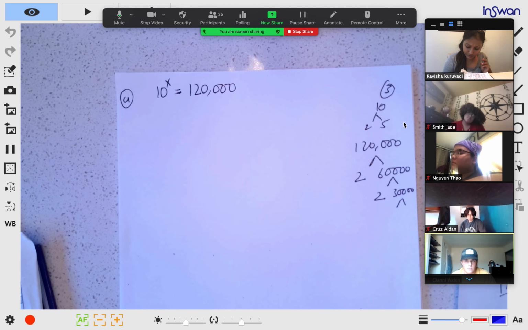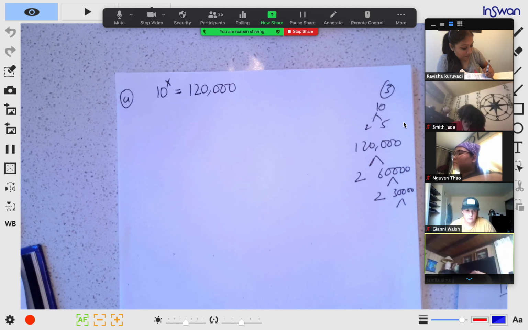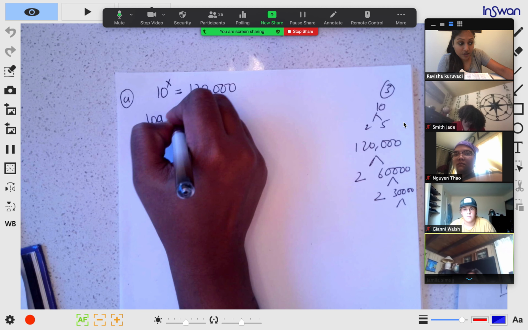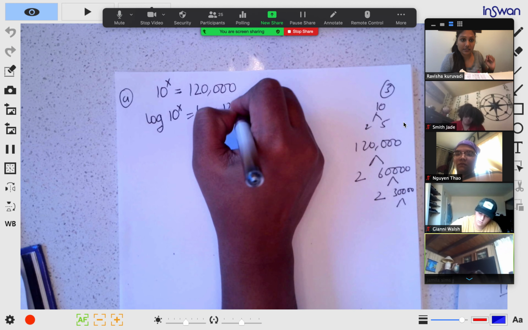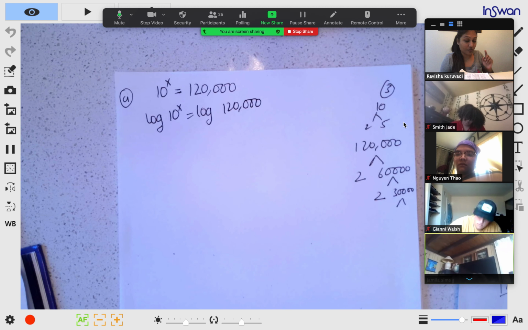Step 2 says in the question, if you see a number 10, do you see number 10 here? Yeah. If you see number 10, you're going to take log. So I'm going to take log on both sides. If number 10 was not there, like in the previous example, I would take ln. So we took log on both sides.